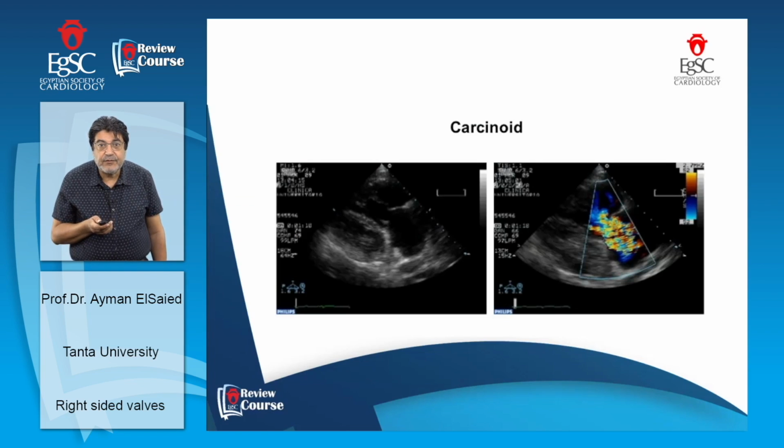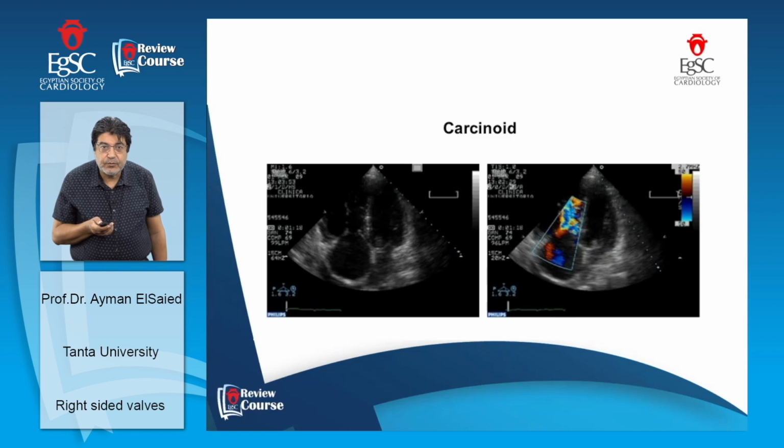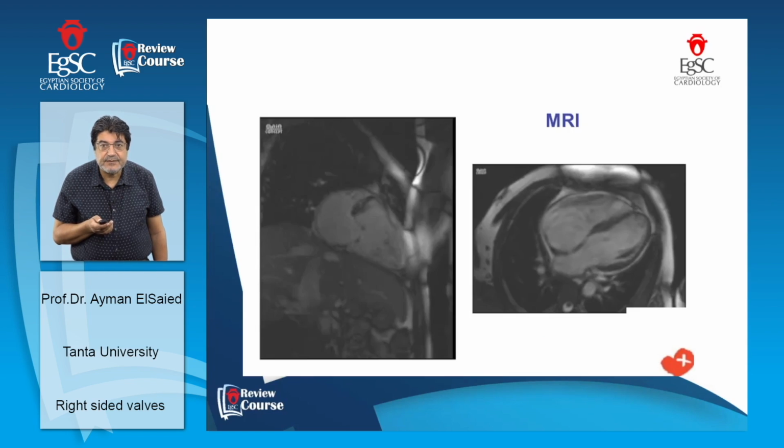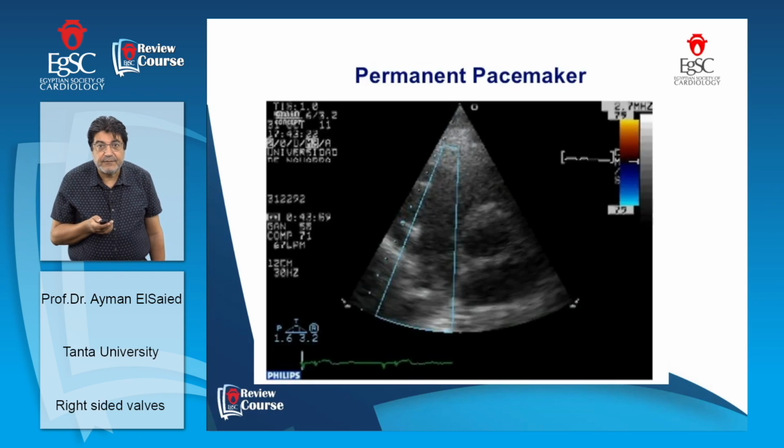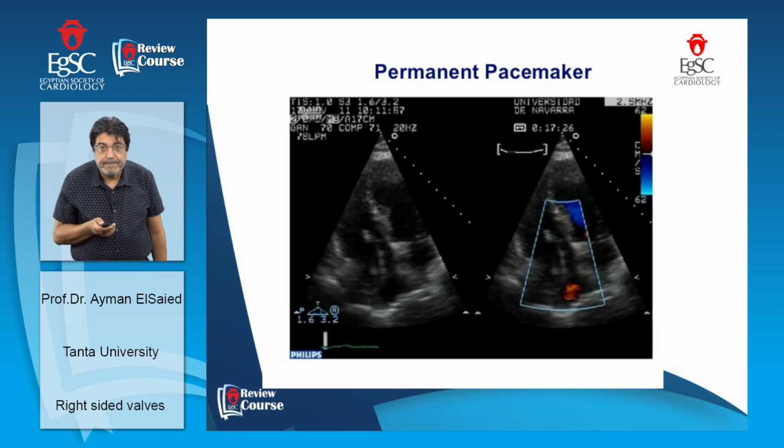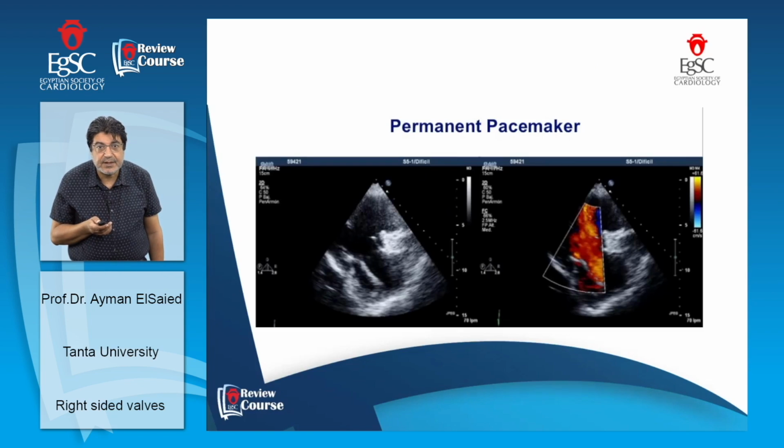This is an example of carcinoid disease with both incompetence and dilatation of the tricuspid valve, and this is an example of evaluation of RV pressure by the gold standard of MRI or cardiac magnetic resonance. This is a permanent pacemaker with induced tricuspid incompetence, and this is the jet with tricuspid incompetence with the pacemaker.